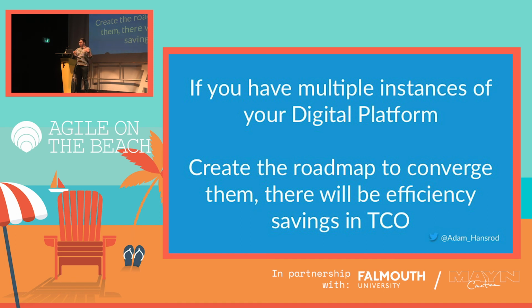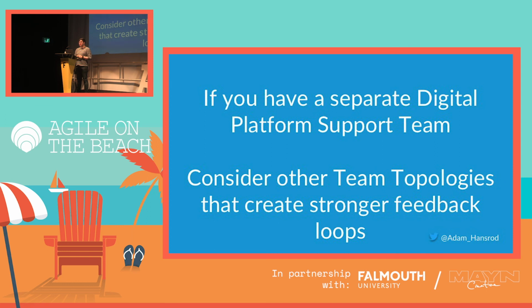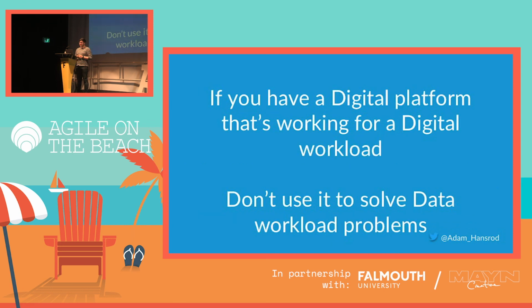And as I said, if you've got a service team with a really specific workload and different constraints like PCI, put them off to the side. Don't put them on your platform. If you've got a separate support team, get rid of it right now. Have a look at other ways to split those capabilities and retain those user feedback loops. If you've got a digital platform that's working for a digital workload, make sure you don't use it for a data workload. Go and spin up a separate team.